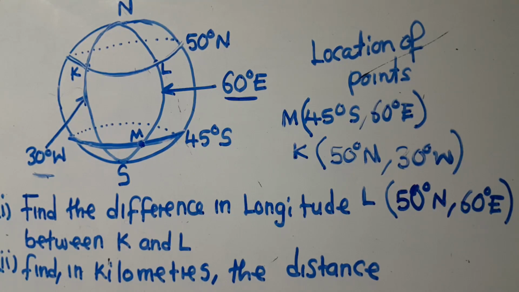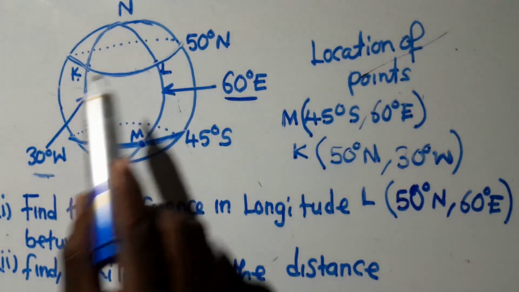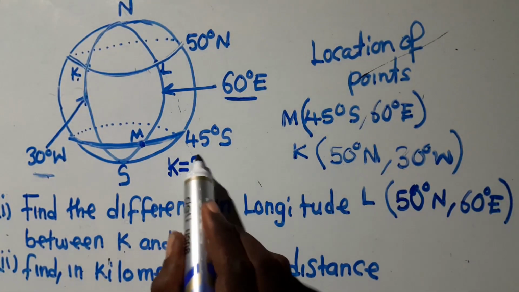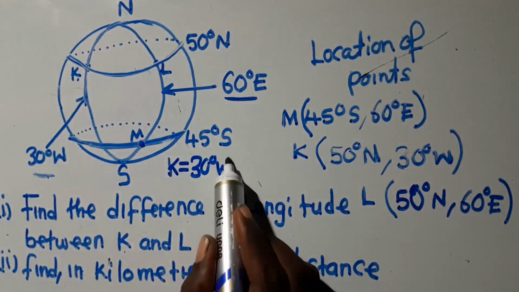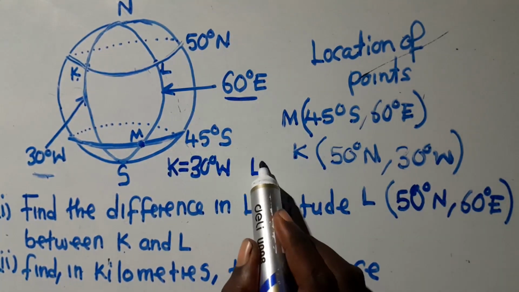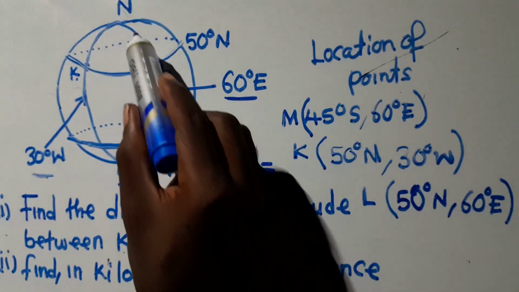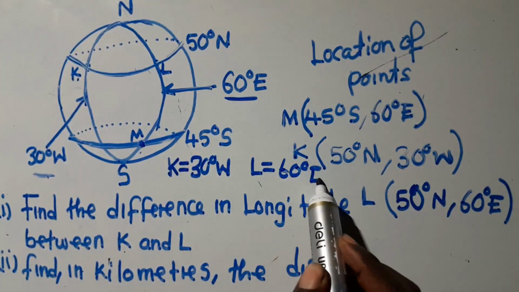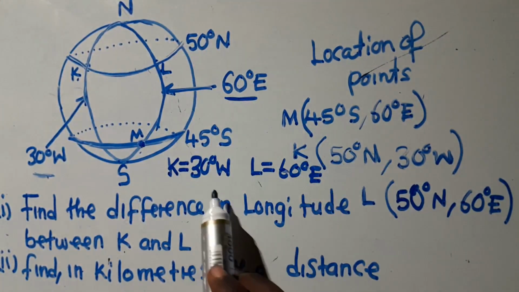The question: find the difference in longitude between K and L. Where is K? K is here, L is here. K is on which longitude? K is on 30 degrees west. Then L is on which longitude? This longitude, which is 60 degrees east. So we want to find the difference here.